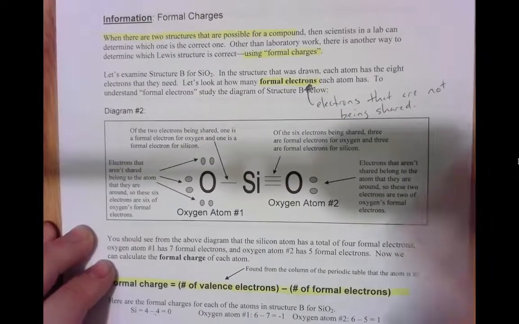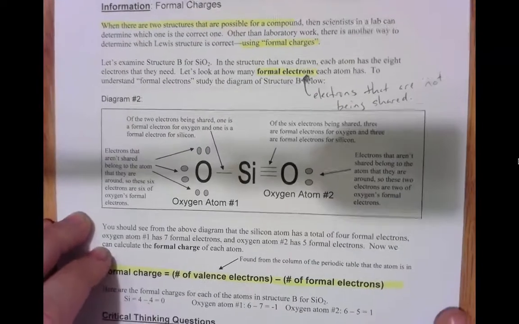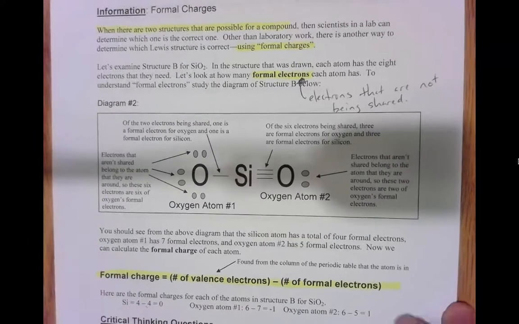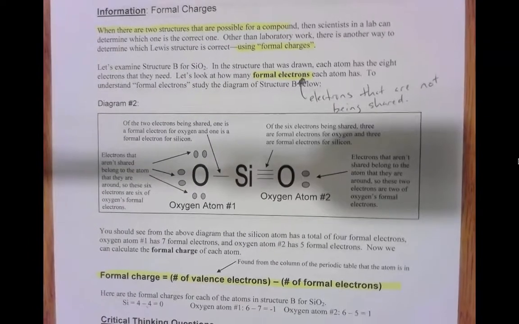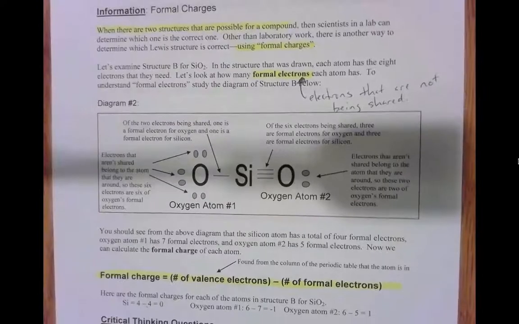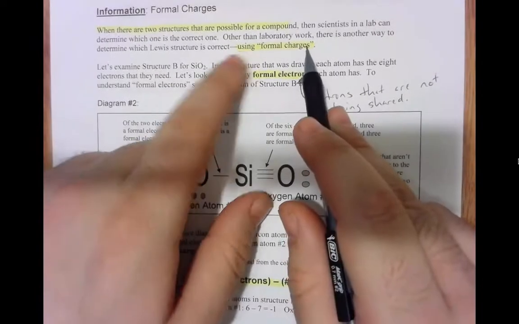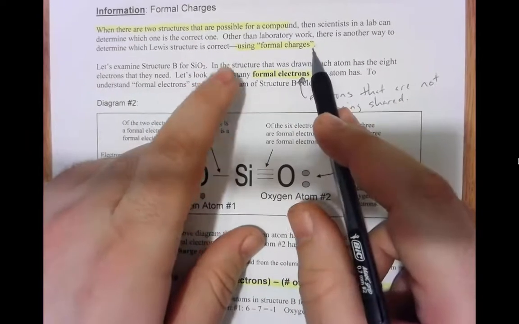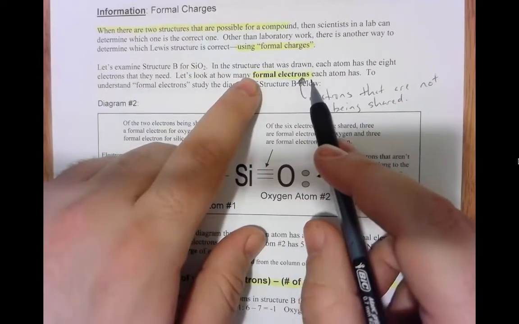So then moving on to formal charges. Remember, when there are 2 possible structures for a compound, we can always use lab data, like we did in question 3, to determine what the better structure is. However, if you don't have lab data, we need to use formal charges. So to use formal charges, we need to learn about formal electrons.